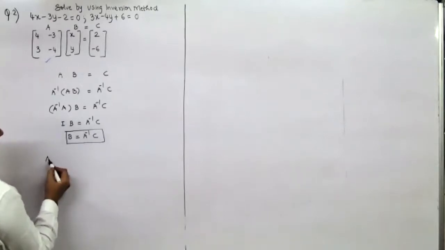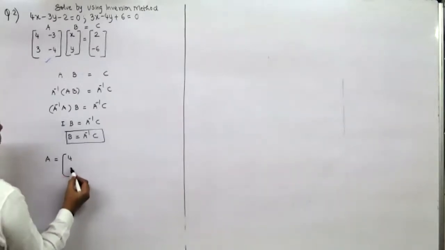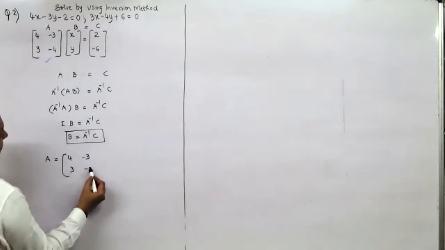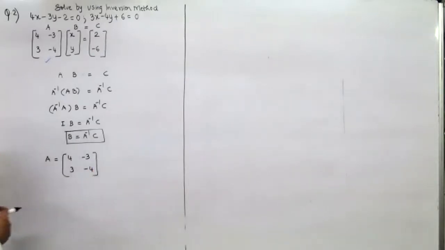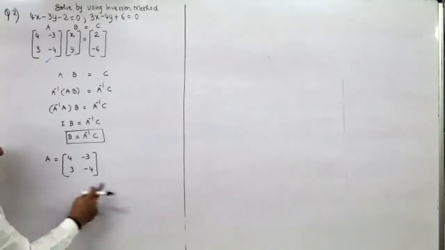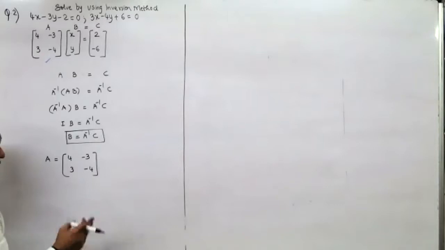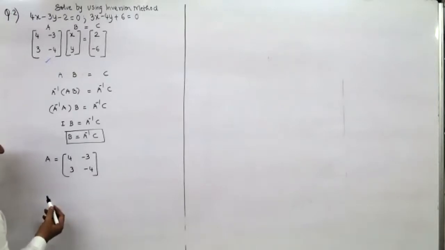First, we'll have to find A inverse. How do you find A inverse? A is 4, 3, minus 3, minus 4. How do you find A inverse? You have two methods. One is using the adjoint method. The other is using the A into A inverse method, where you use row transformation or column transformation. I would prefer going with adjoint method. Now, do you want me to solve it by row transformation? Anyone there, or column transformation? So I'll go with adjoint method.